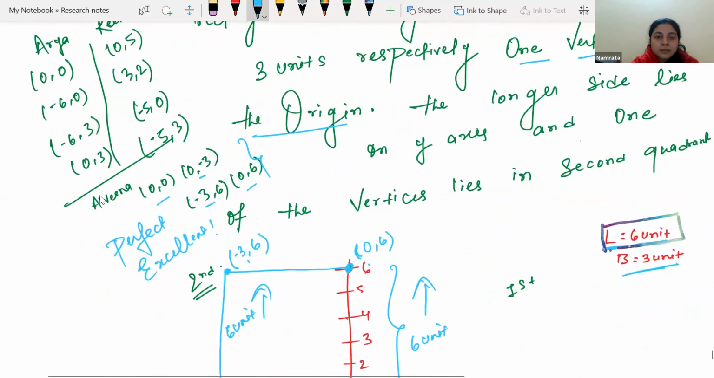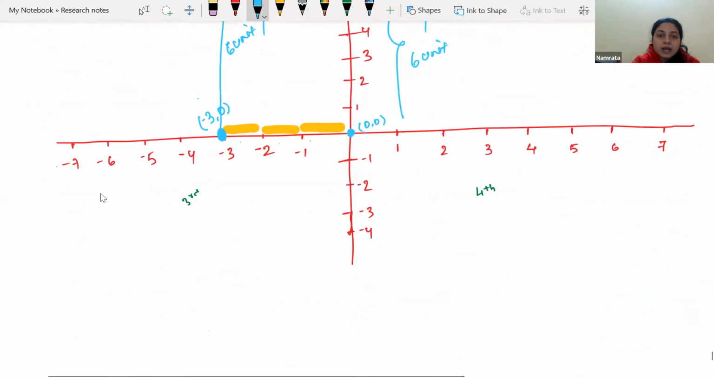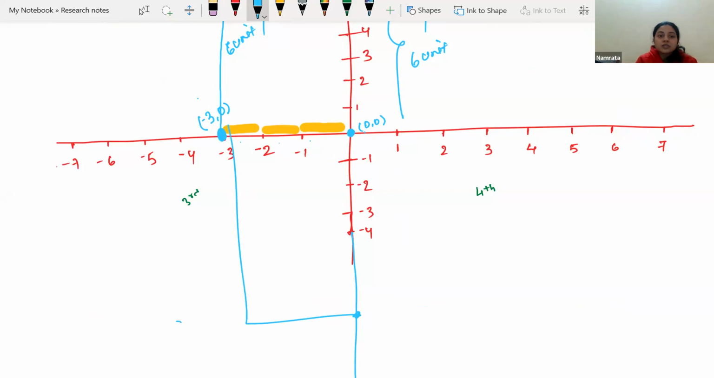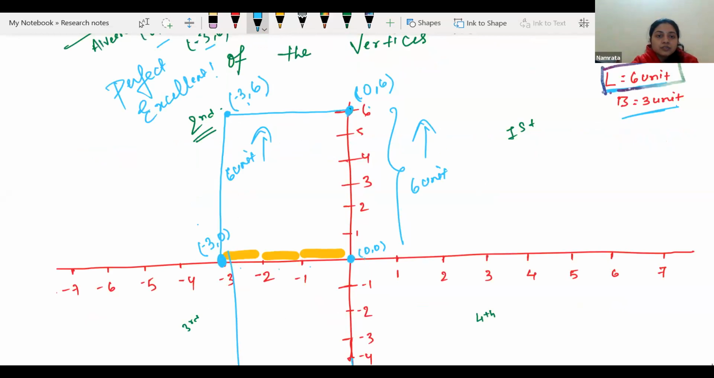If you take the other point downside instead of upside, then my rectangle will move like this. And then you can see it's in the third quadrant, not in the second. Right, Arya? Yes, ma'am. Okay, so this is how we will be making the figure, and this is what we'll be getting.